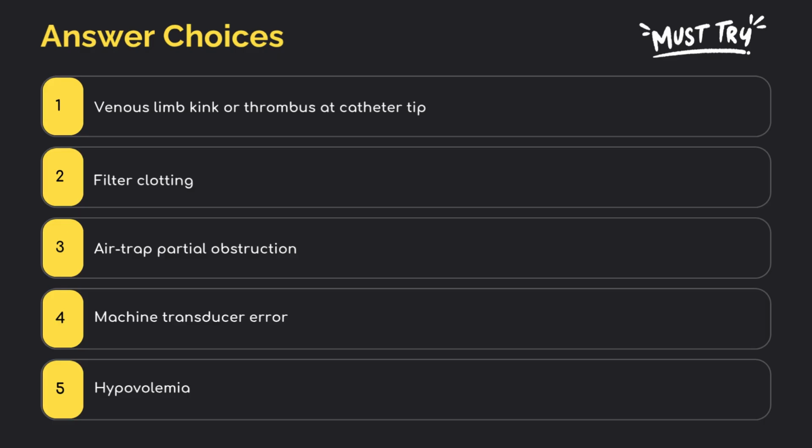Option 4, mechanical transducer error. That's a mechanical issue, not a true physiological rise in pressure, and it is often resolved after checking or recalibrating the transducer. And lastly, option 5, hypovolemia, and that would lower pressures, not raise them. So keep this in mind as we analyze which mechanism best fits the pressure pattern seen in this case.